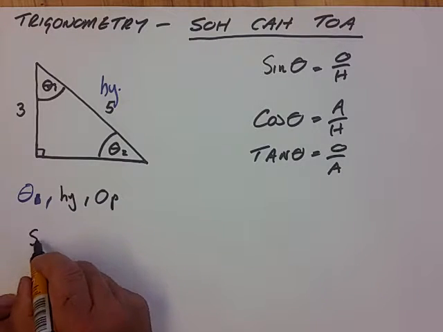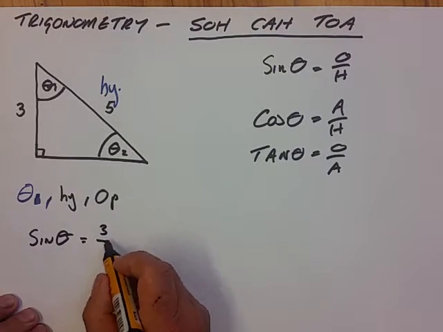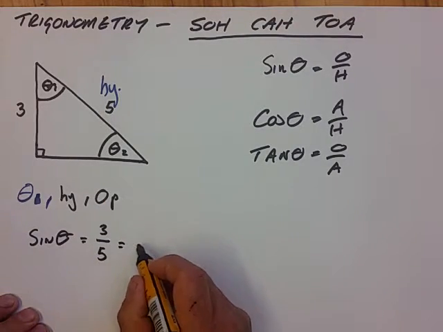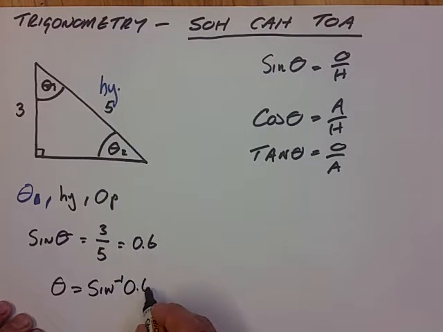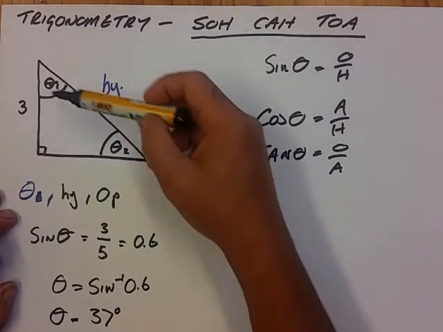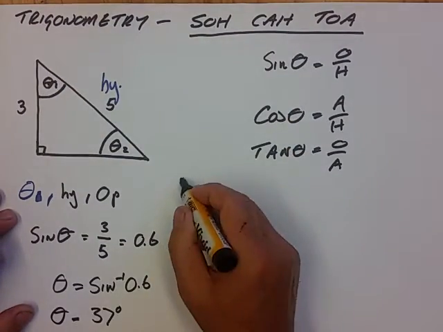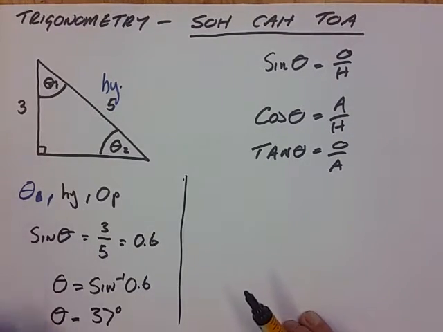So if we write in our information, sine theta equals opposite, which is 3, over our hypotenuse, which is 5. 3 over 5 equals 0.6. So sine theta equals 0.6. If we do our transposition, theta equals, the sine comes across and becomes the inverse sine, 0.6. So theta equals 37 degrees. Now we can simply calculate 90 minus 37 to get theta 1. But let's use these formulas to demonstrate how they work to find theta 1.